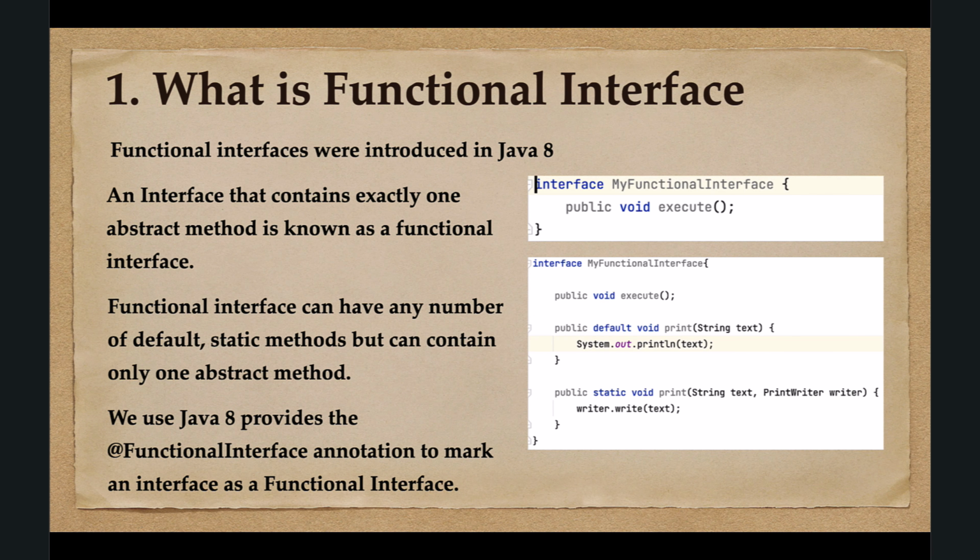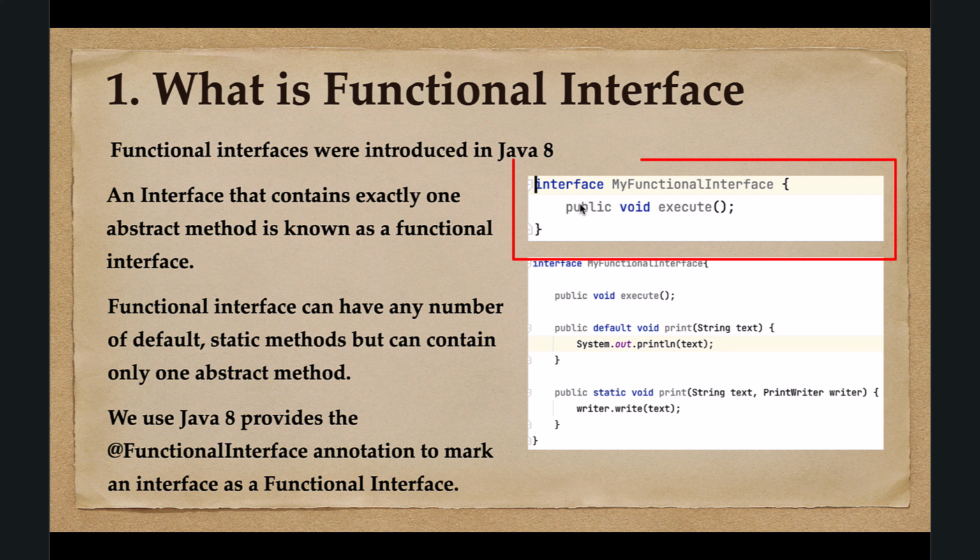Well, in an interview, you may get a very first question like, what is a functional interface? Basically, we use a Lambda to implement a functional interface. That's why you may get this very first question. Functional interfaces were introduced in Java 8, and a functional interface is nothing but an interface that contains exactly one abstract method.